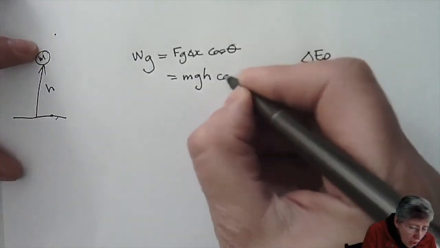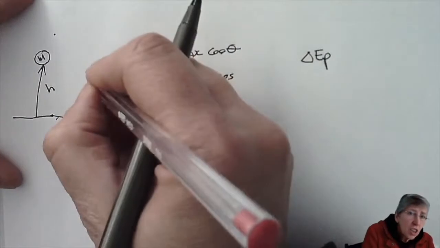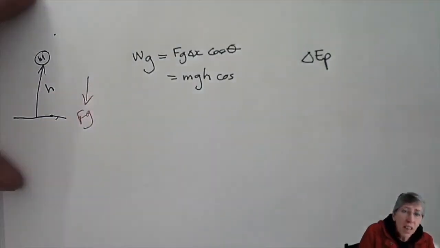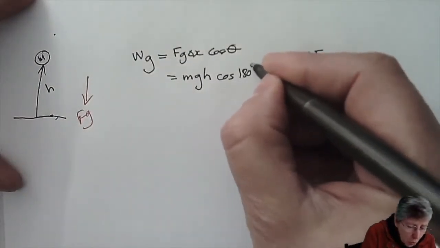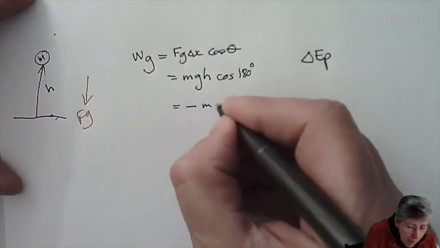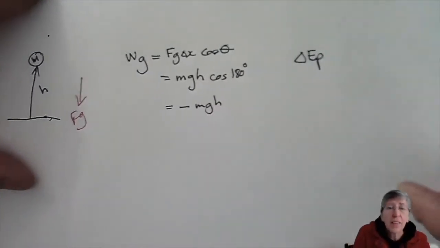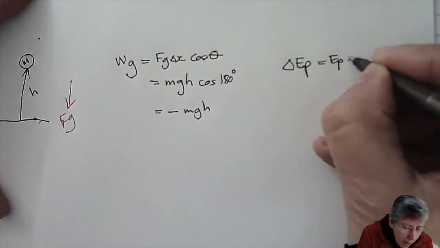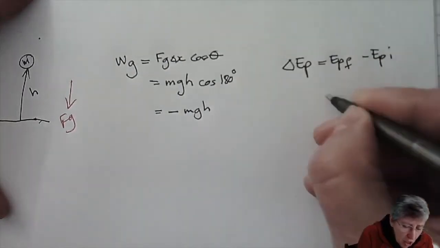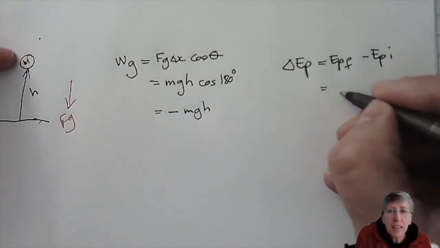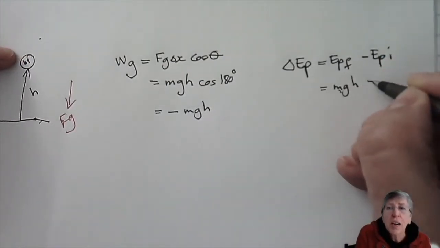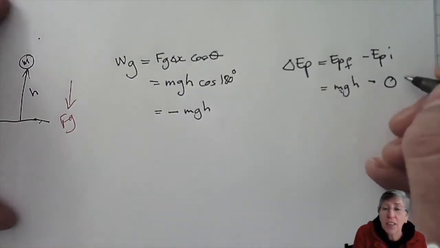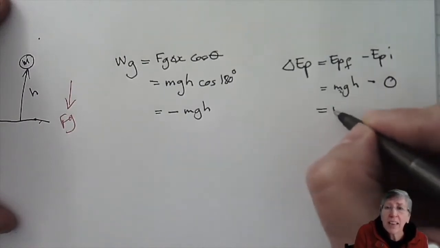And now I get to cos. Now be very careful. The direction of gravity is downwards and the direction of movement is upwards. So here we end up with cos 180, which is minus mgh. Right. Change in potential energy. That is always EP final minus EP initial. And that will be final EP there, mgh, minus initial potential energy. It was at a height of 0, so it had no potential energy to start with. So I end up with mgh.